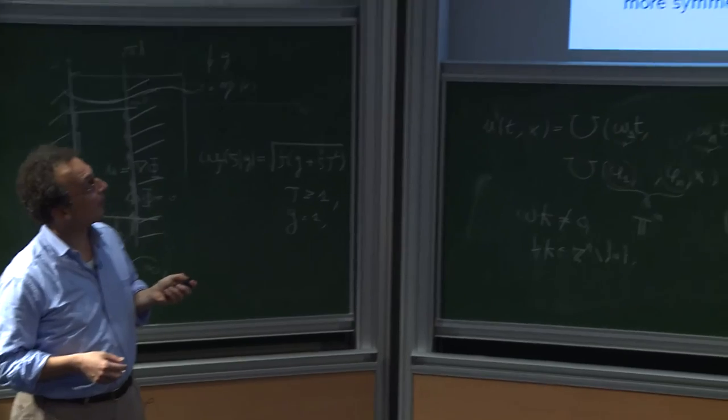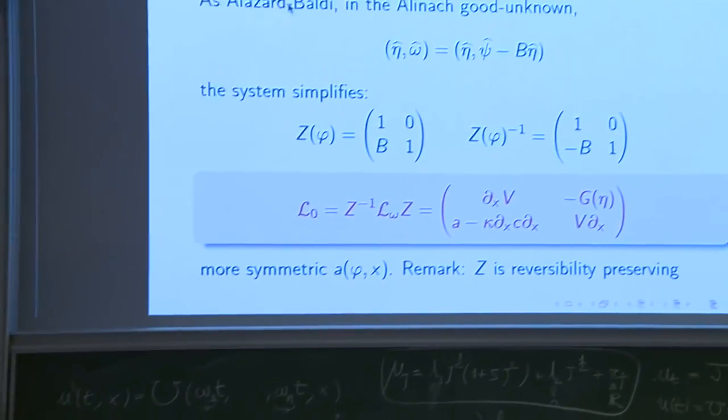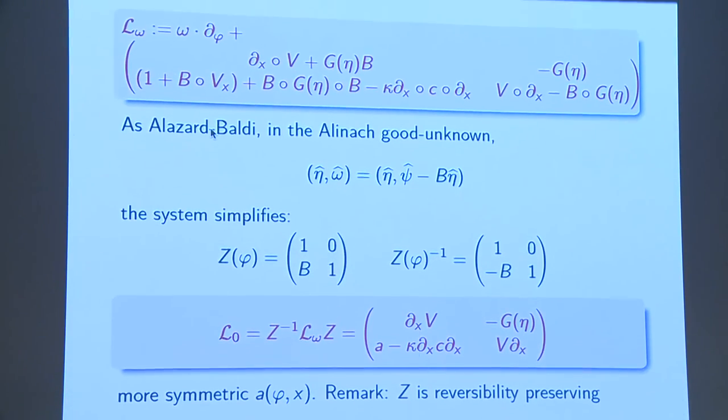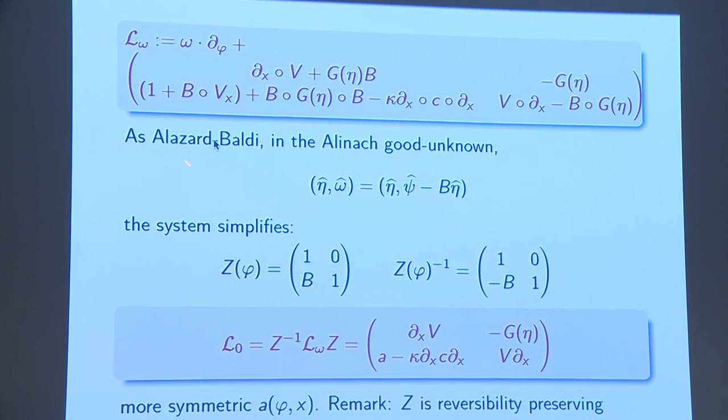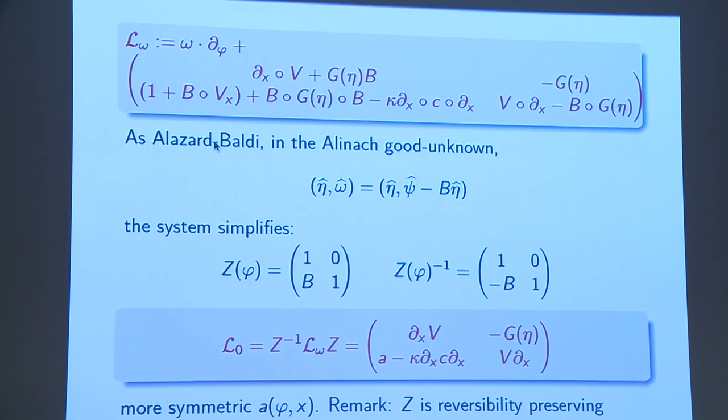Here there are a lot of experts. In this context, we appear as the good unknown on Alinac in the following way. This is the linearized operator. In fact, this first step of the analysis is the same as in Lazzarbaldi. Then this is the linearized operator.